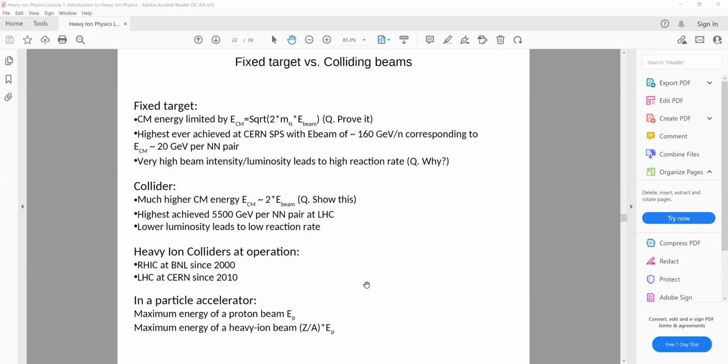Of course, for lead beams, it's 5.5 TeV per nucleon pair at the LHC. However, the disadvantage of collider experiments is the lower luminosity, which leads to low interaction rates. The two heavy ion colliders in operation since 2000 are RHIC and LHC.